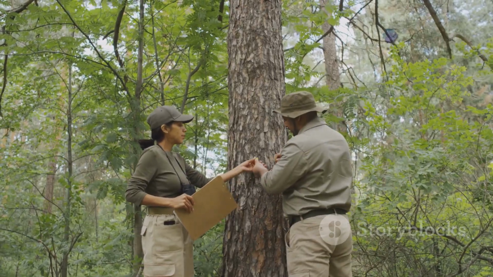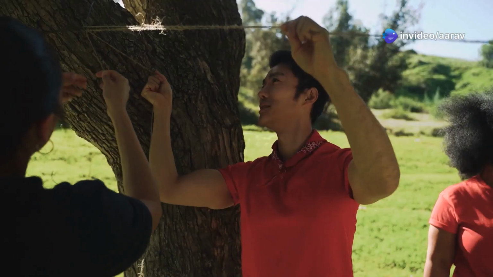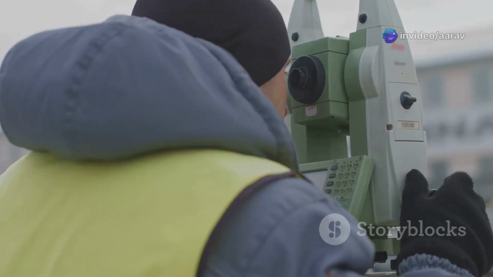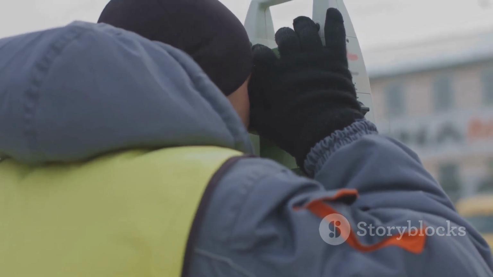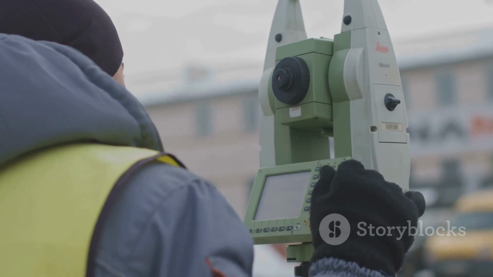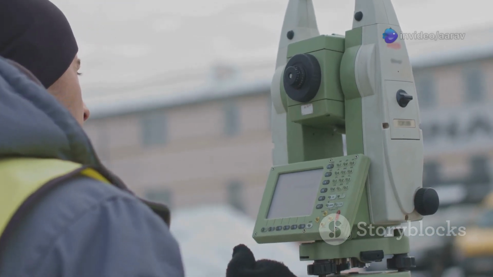Imagine you are trying to measure the height of a tall tree. You can't climb it with a measuring tape. Trigonometry comes to the rescue. By measuring the distance from the base of the tree and the angle of elevation to the top, we can use trigonometric functions to calculate the tree's height.